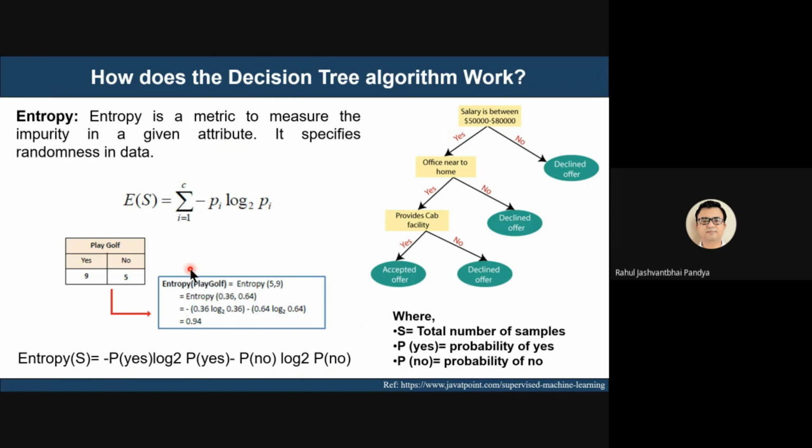Right? So let's say I am computing the entropy of playing a particular game, maybe cricket or golf or anything. Let's say the counts are 5 and 9. So there are 5 times I am not going to play golf or any game, and 9 times I am going to play.